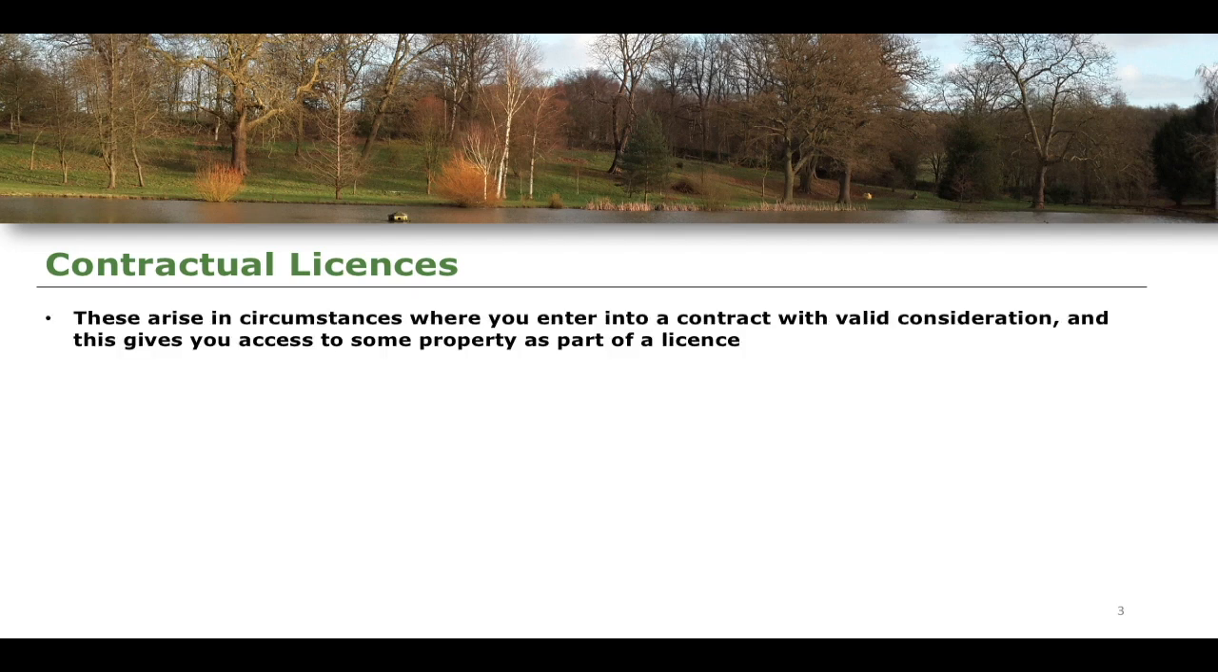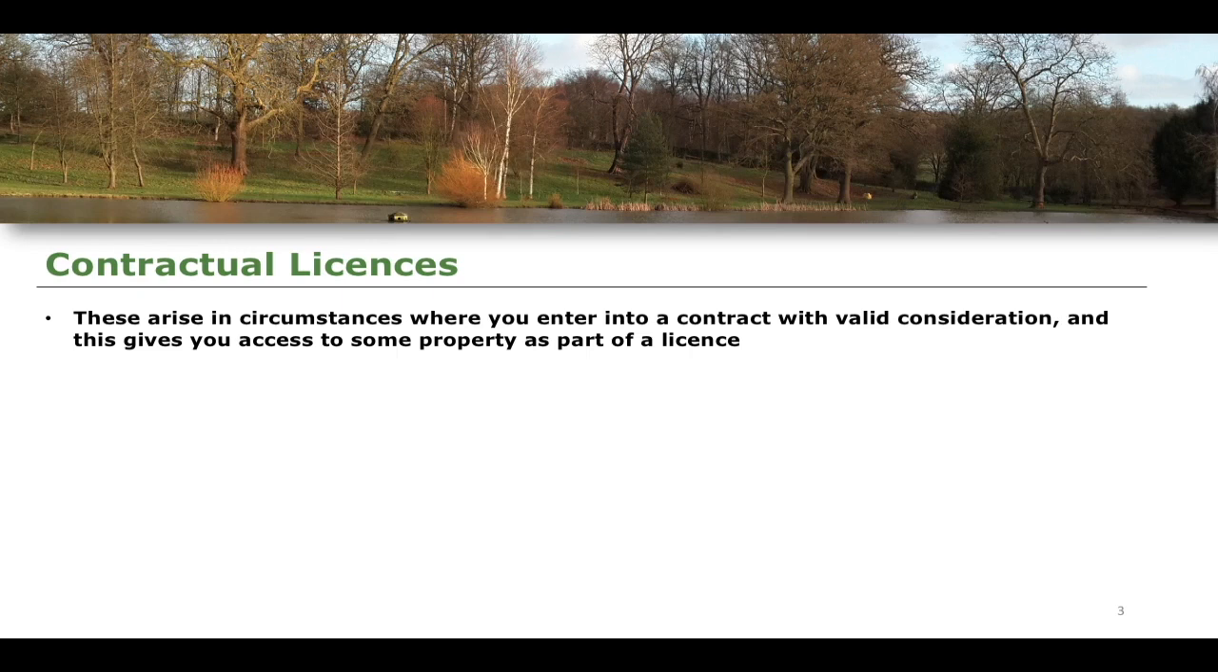So let's just think about it then. A contractual license, or contractual licenses, or licenses coupled with a contract, may arise in circumstances where you enter into a contract with valid consideration. For those of you who haven't studied contract law so far, you must know that in the English legal system, there is not the recognition of contractual arrangements that do not have valid consideration, or one-sided contractual arrangements. So a contractual license, therefore, will arise out of circumstances where one enters into a contract.